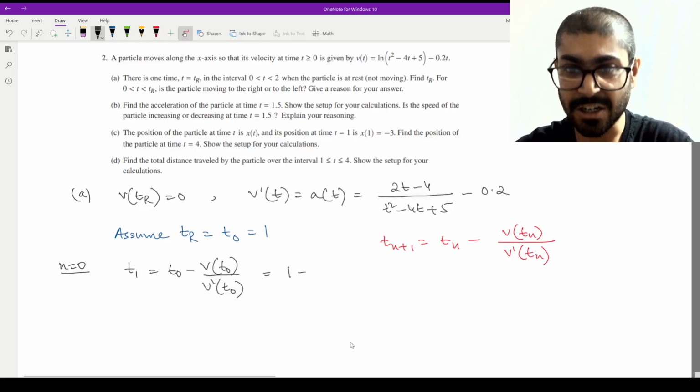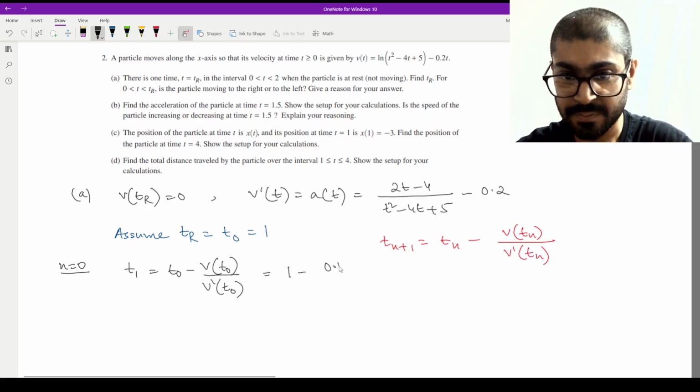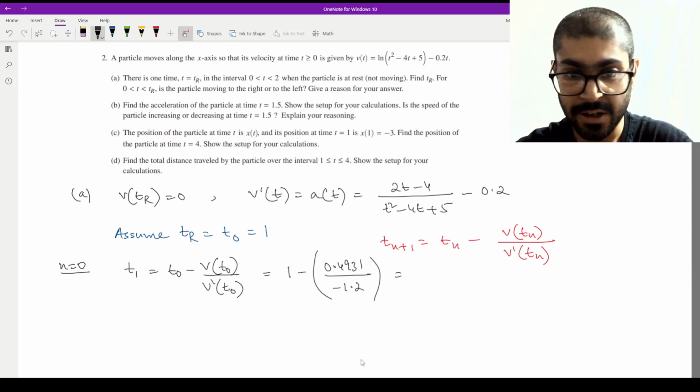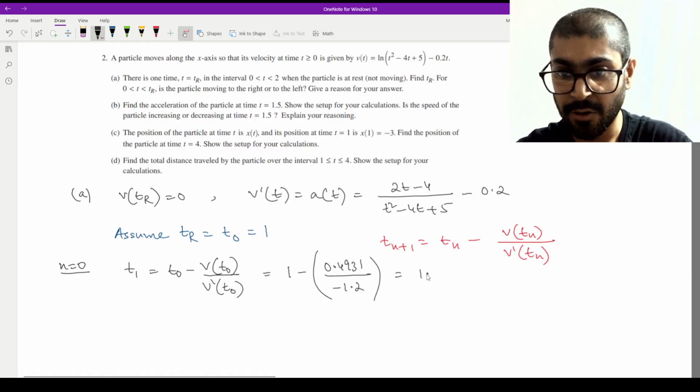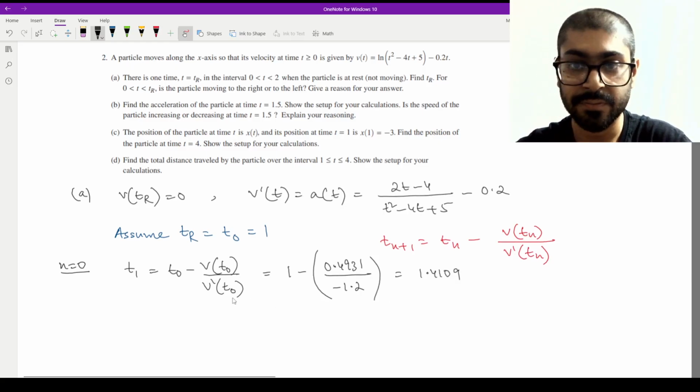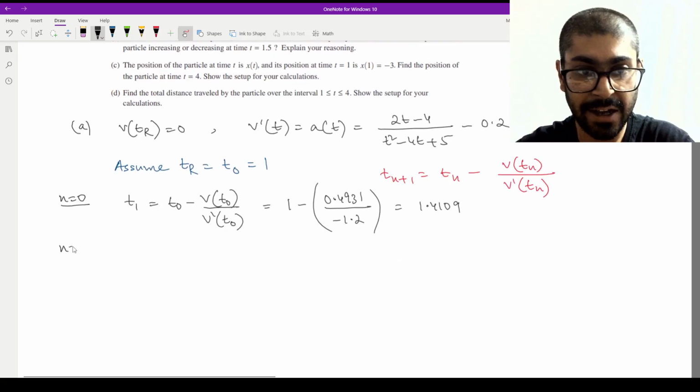V(T0) turns out to be, if I do the calculation, 0.4931. Alright, and V'(T0) turns out to be minus 1.2. So if I do this calculation, I end up with the first approximation T1, which is 1.4109. Use this T1 at n equal to 1.